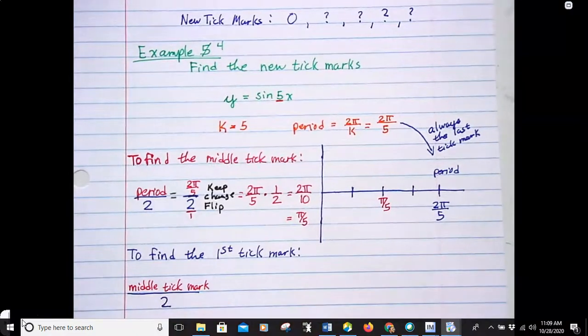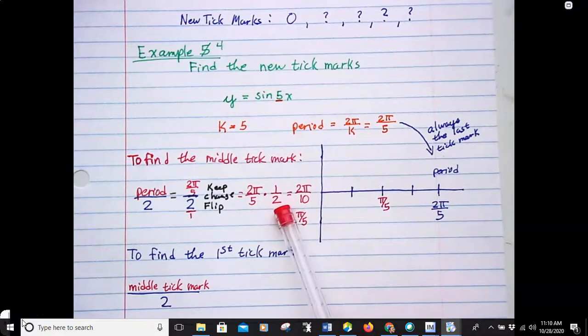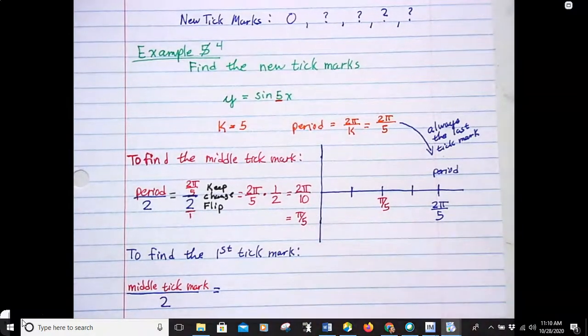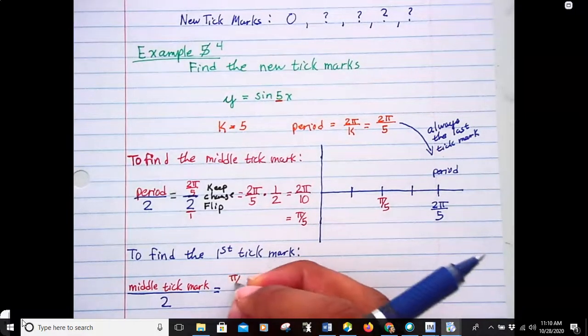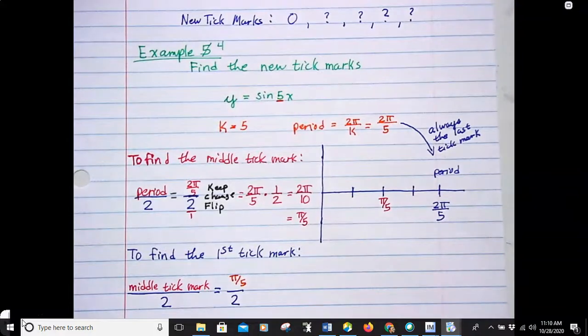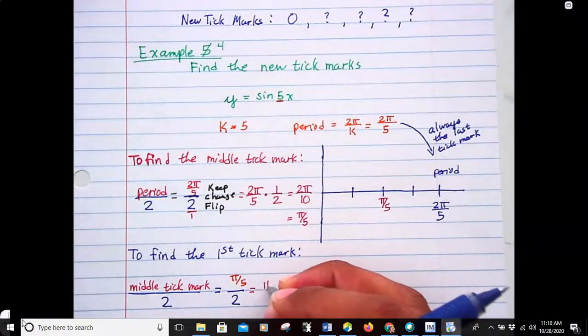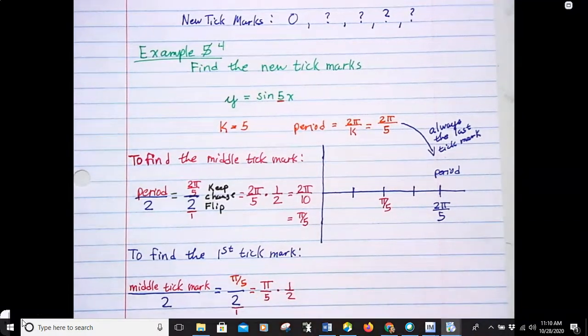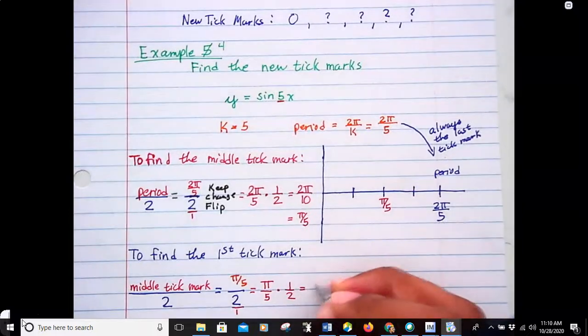Every time, you're either dividing by 2 or, if you keep it in your head, multiplying by a half. You're always going to either divide by 2 or multiply by 1/2. You'll get it right each time. It'll be easy. All right, so for our middle term, it's pi over 5. We're dividing that by 2. And again, remember, we're going to keep, change, flip, which means we multiply by 1/2, because remember, that's 2 over 1. So we multiply that by 1/2 and get pi over 10.